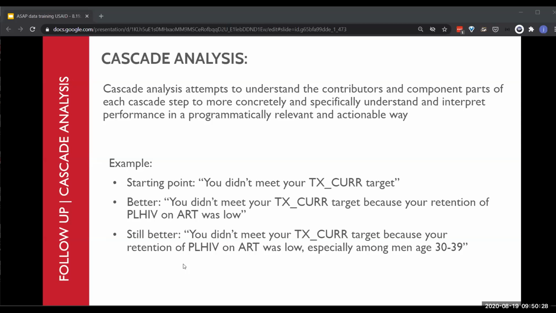So you can see how it would be very easy to start with the starting point, that you didn't meet your target, and the kinds of analysis you would need to do, which we showed a few minutes ago, to get to the very last bullet point, which is that your performance amongst PLHIV on ART of men 30 to 39 is lower than everywhere else, and it's dragging your overall performance down. And again, this is an example, but as implementing partners, I would think that you would rather hear the third bullet point rather than the first one.